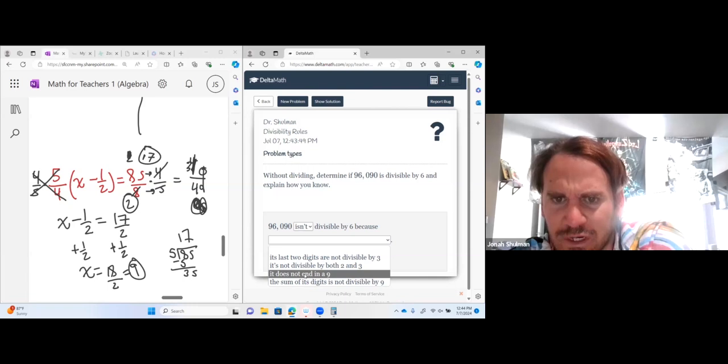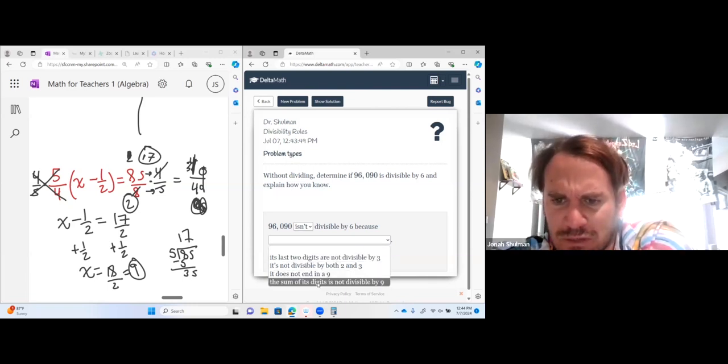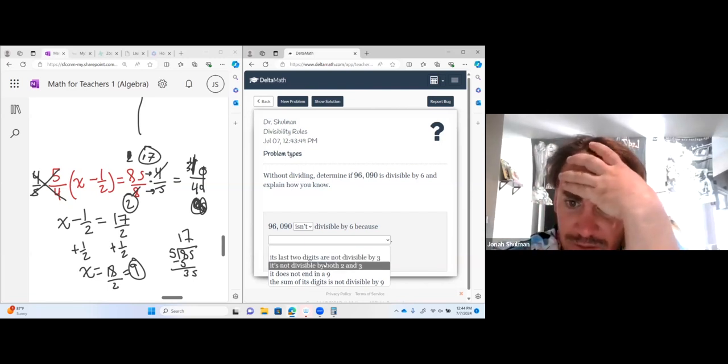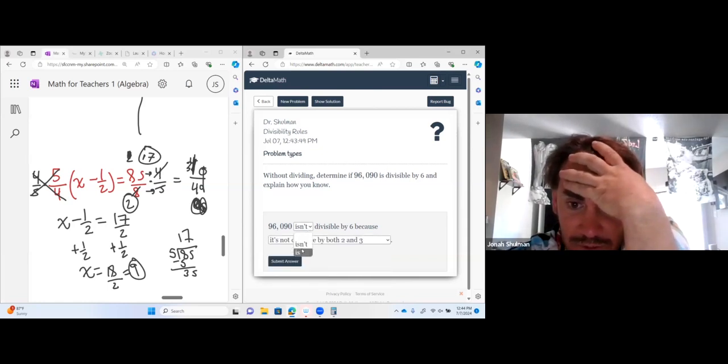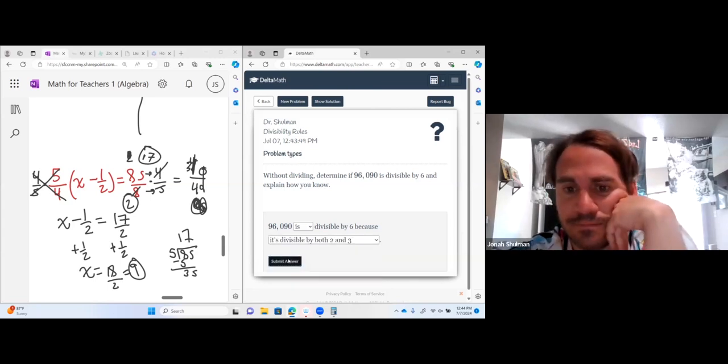I forgot the one for, I know the one for 3 and 9. Sum of its digits are not divisible by 9. That doesn't help. It does not end in a 9. I think it's not divisible by both 2 and 3. Its last two digits are not divisible by 3. I think this is the reason. So I guess it is because its last two digits, it's divisible. I would say it's divisible by both 2 and 3. I'm going with that.